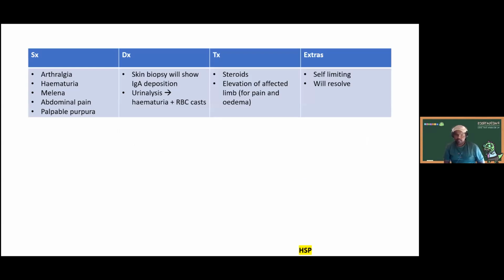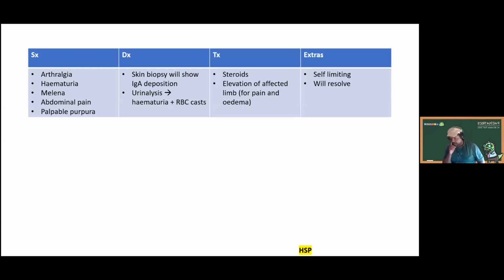So the main symptoms are things like joint pain, hematuria, abdominal pain. And then there'll also be palpable purpura. And the palpable purpura is there because of IgA deposition in the skin. In terms of diagnosis, if you do a urine analysis, you'll see gross hematuria, or you might see microscopic hematuria. And then you'll also see red blood cell casts. You can also do a skin biopsy, which will show IgA deposition, but this is not done in all cases.